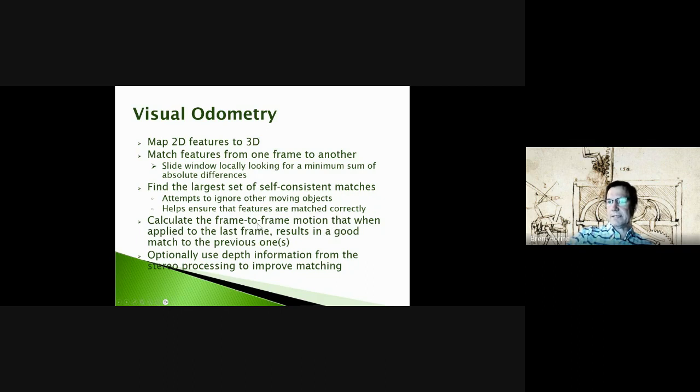And still, you know, still a lot of chances for errors, and so we take that frame-to-frame motion, apply it to the last frame, and project it backwards, right? And then we look for, oh, how does it match to that previous one, right? So, and then we can optionally try to use some of that depth information from that stereo processing to improve the matching.